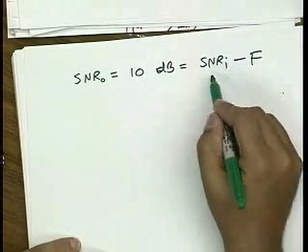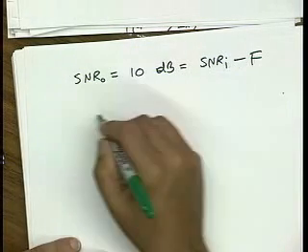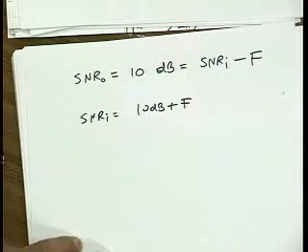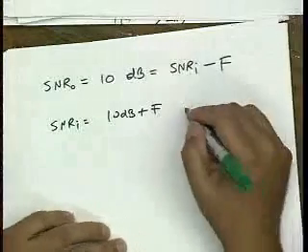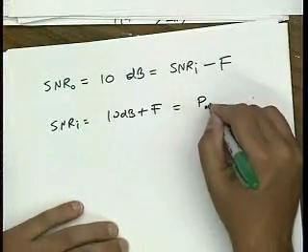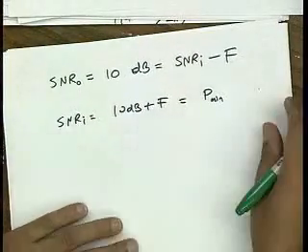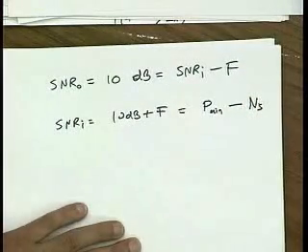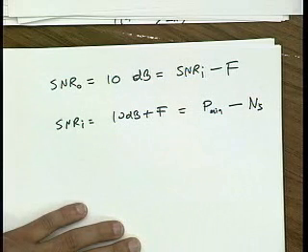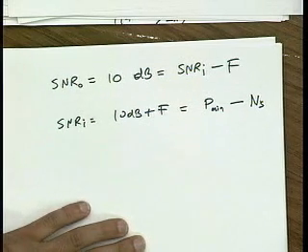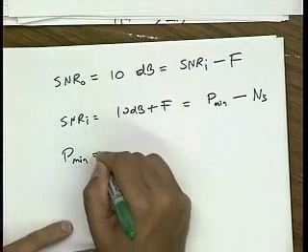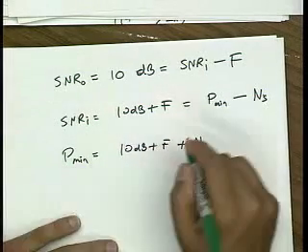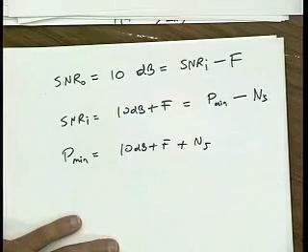So all we have to do here is solve for the SNR at the input, which is 10 dB plus F, and we set the SNR at the input equal to P min, the minimum signal that we can detect, minus the noise at the source. And so P min is 10 dB plus F plus the noise of the source.